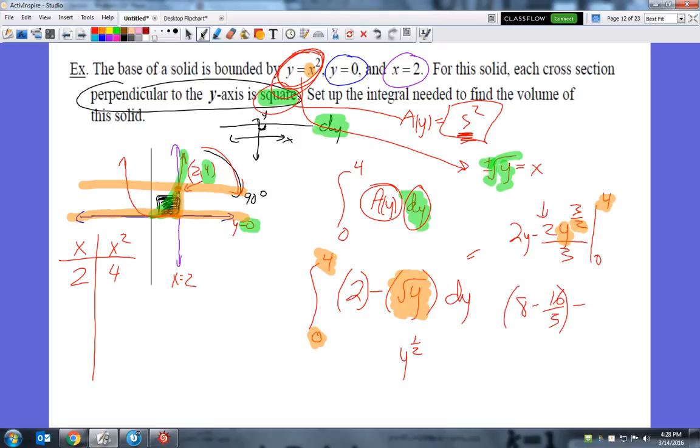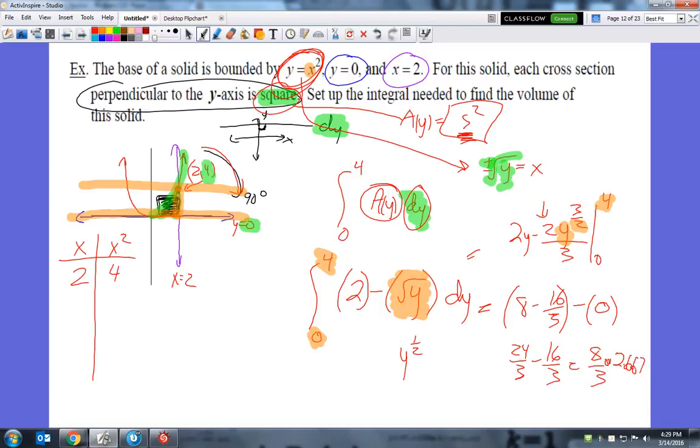Minus, plug in the 0. When I plug in the 0, I get zeros here for this particular one. You won't always get zeros, so don't go into autopilot with that, but for this one, we did. Common denominator is 3, so we get 24 over 3 minus 16 over 3. So you get 8 over 3, 8/3, or 2.666, or 2.667. We'll say 2.667.